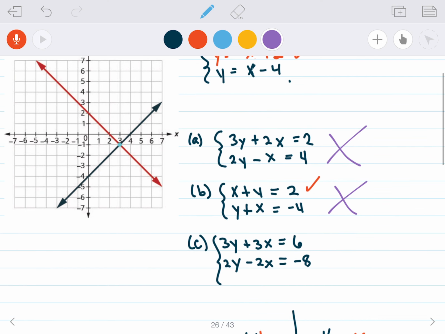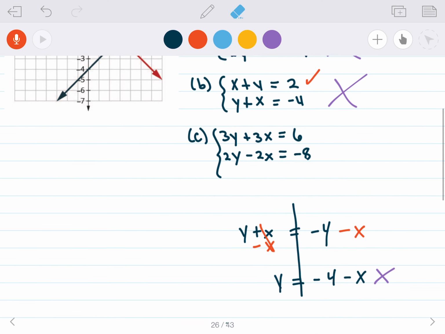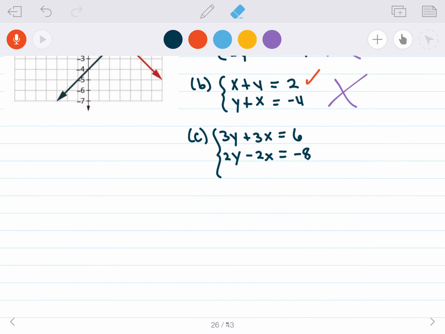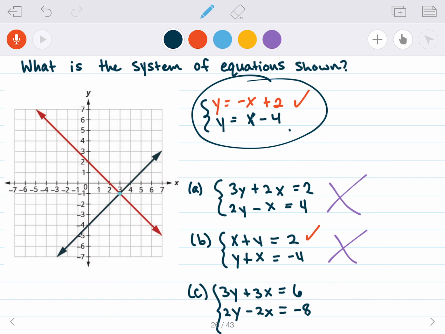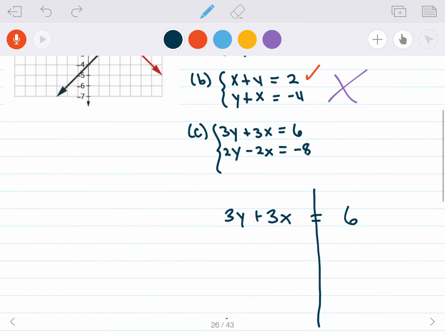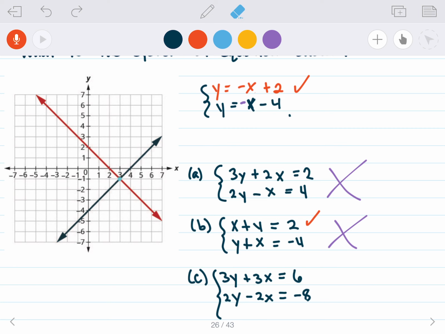Well, by process of elimination, we know that C probably has to be the right answer, but let's prove it. So the first line in the system is 3y plus 3x equals 6. And again, I'm doing the same thing. I'm just trying to get this guy in y equals mx plus b form so I can compare it to my lines up here in y equals mx plus b form.